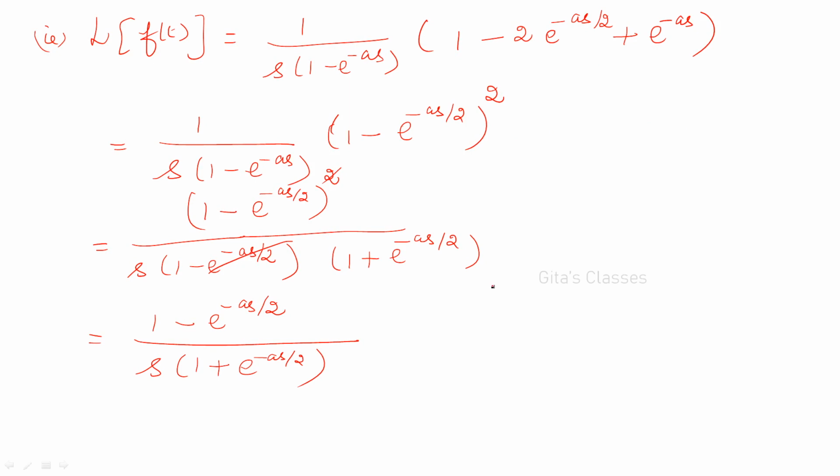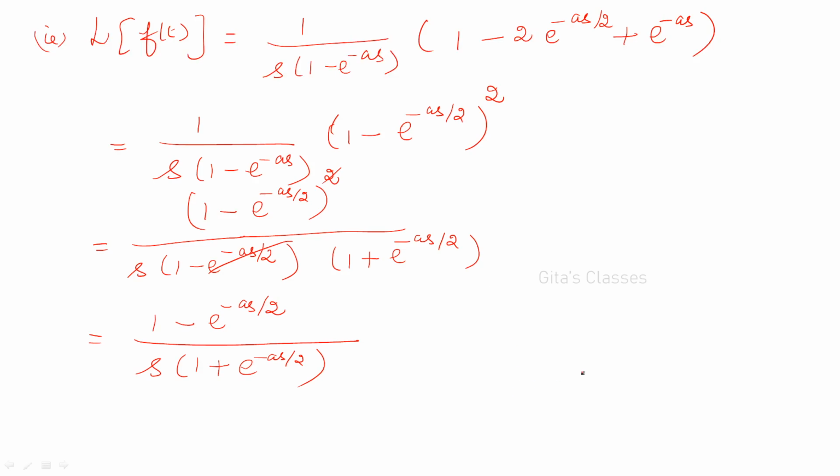So here again you can stop at this function like this. If it is asked for proving, again you have to take e power minus as by 4 outside and simplify. You will be getting tanh as by 4 also.